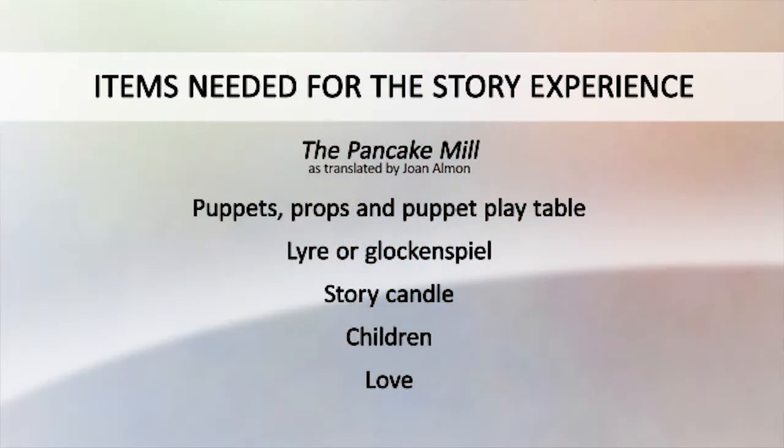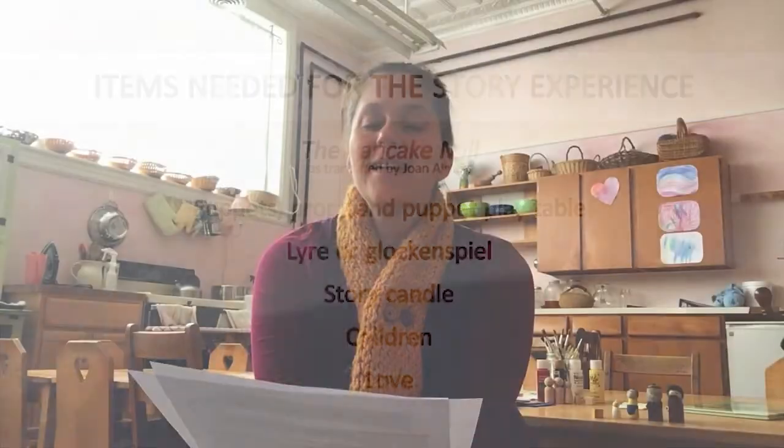There will be a list of materials, items needed for the Pancake Mill story. You will need a copy of the Pancake Mill, puppets, props, and a puppet play table for the telling of the story. Sometimes a lyre or glockenspiel is used during puppet plays for a musical component. A story candle, children, and love.